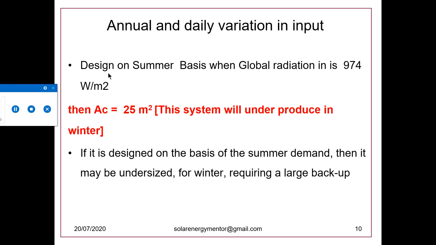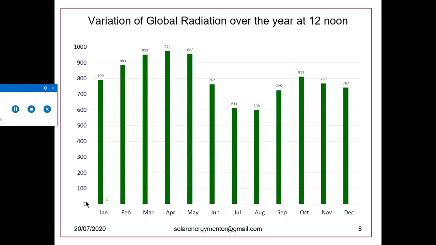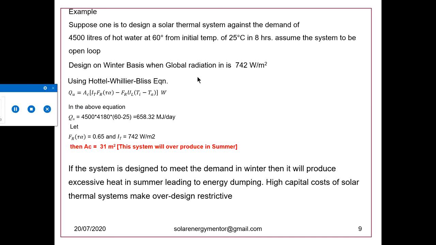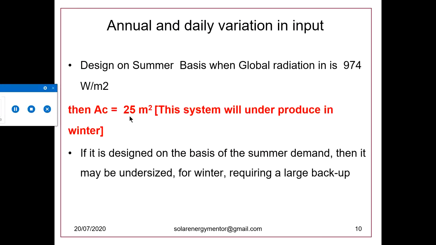On the other hand, if we design the same system on the summer basis, when the global radiation is 974 watt per meter square, I'll show you here. If we design the system on the basis of this April, where the solar radiation intensity is 974, then in that case, again substituting everything here, same parameters, and keeping AC only unknown, the collector area comes out to be 25 meter square. Now this system will meet the desired load in summer, but it will underproduce in winter.